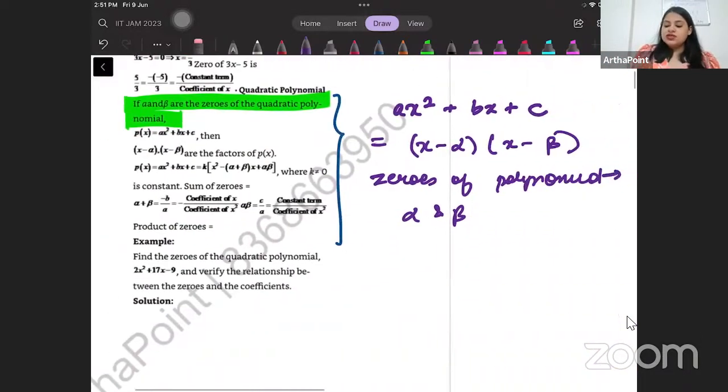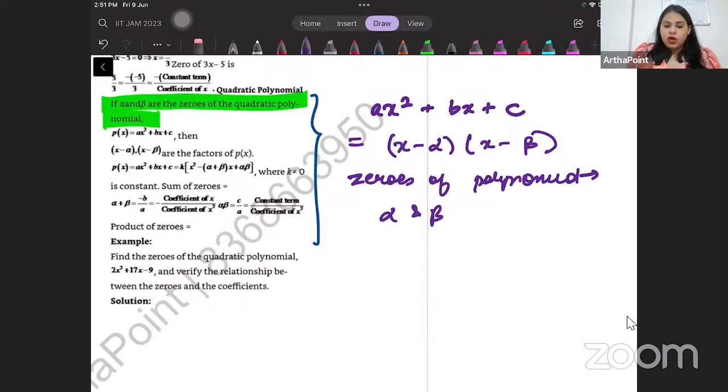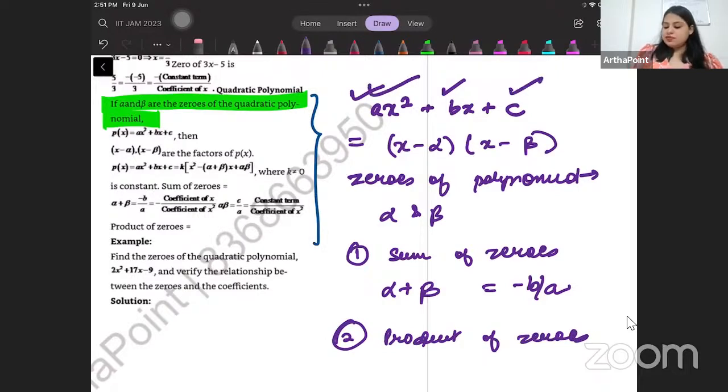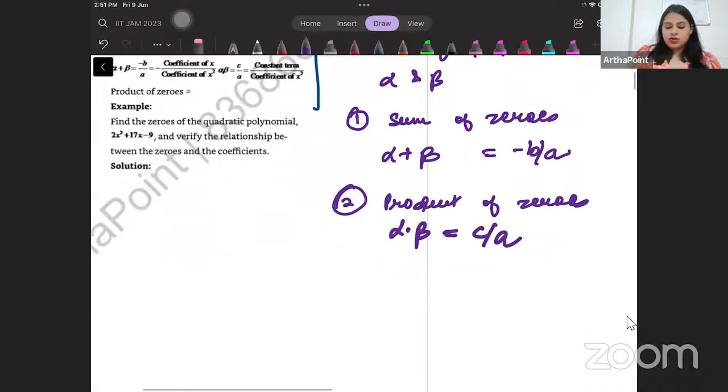So here the rule is that once you get the zeros of the polynomial, one, the sum of zeros, that means alpha plus beta should be minus b by a. And second, the product of zeros should be c by a. So alpha into beta should be c by a. So the sum of the zeros should be minus b by a and the product of the zeros should be c by a. Let us take some questions based on it.